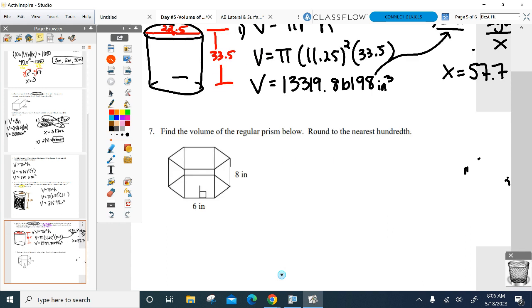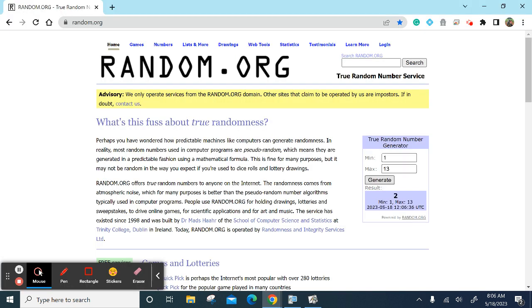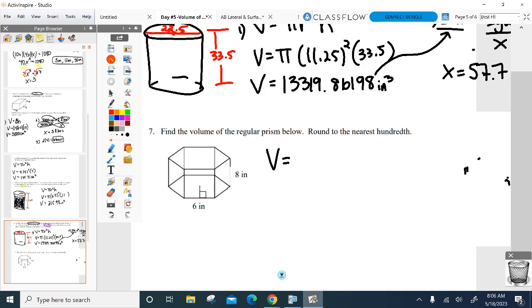All right, and then how about this? Find the volume of this regular prism. You got to go back. What's the volume of a prism first? Let's take this one step at a time. Volume of a prism. Volume of a prism is B times h, right? All right, here we go.